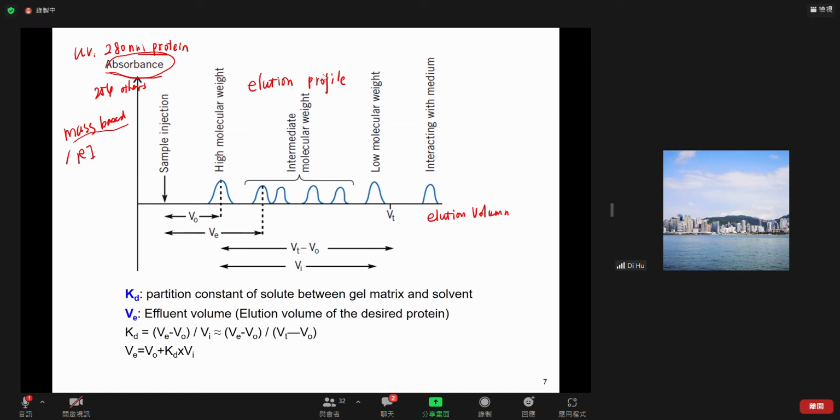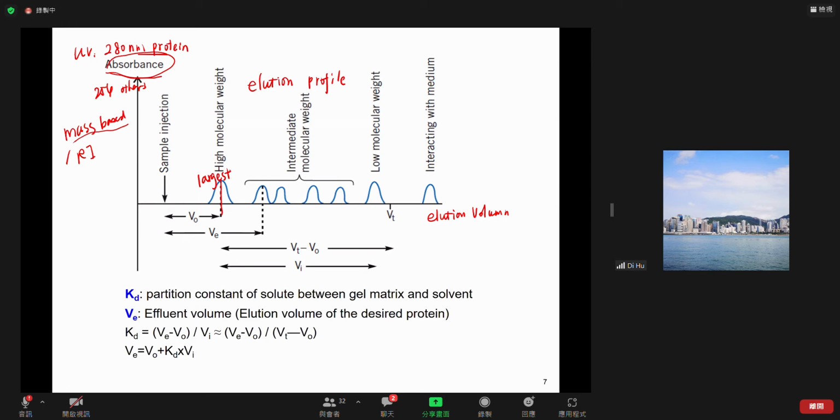Now see that: the sample is injected and you see differences. Let's talk about this. For the high molecular weight one, the largest one, they're totally excluded. The void volume is the volume they can travel through, that is the volume outside all particles. So they come out first. They are totally excluded, so they come out here. This is V0.